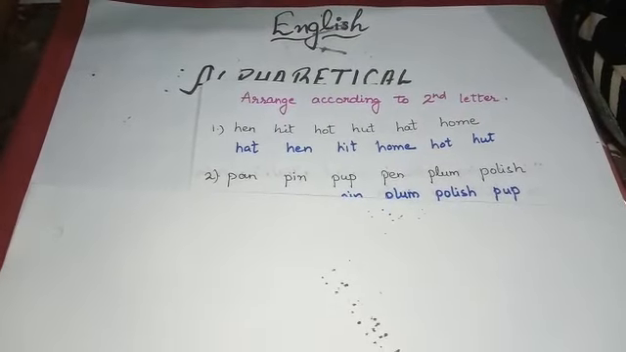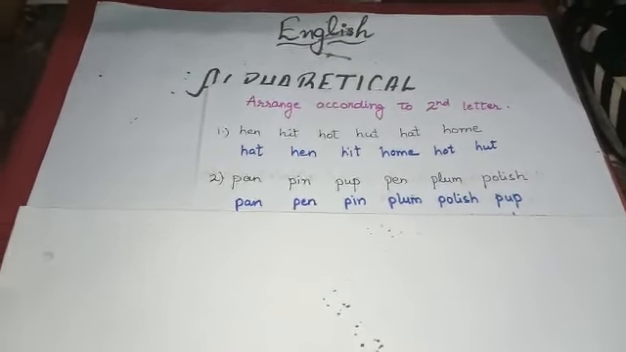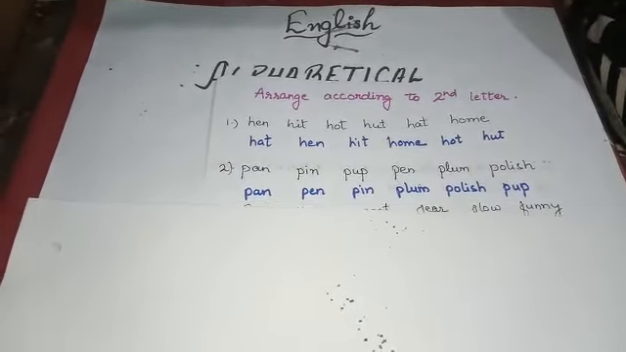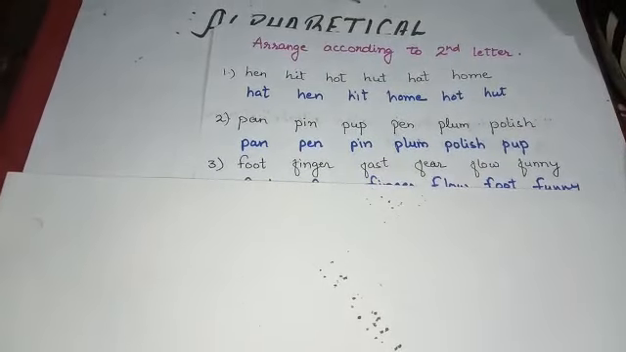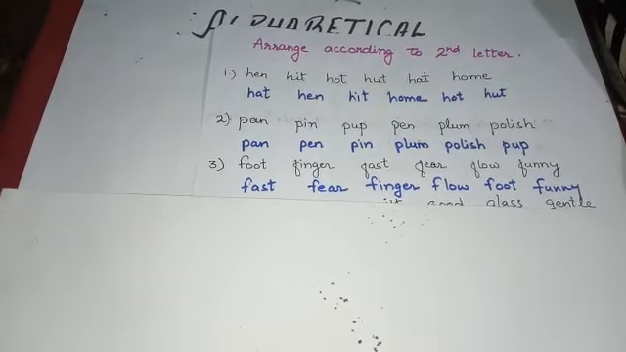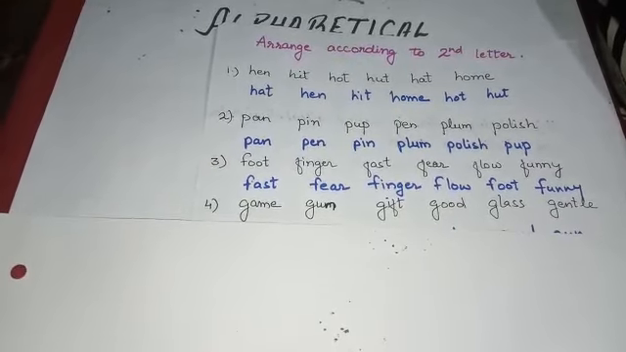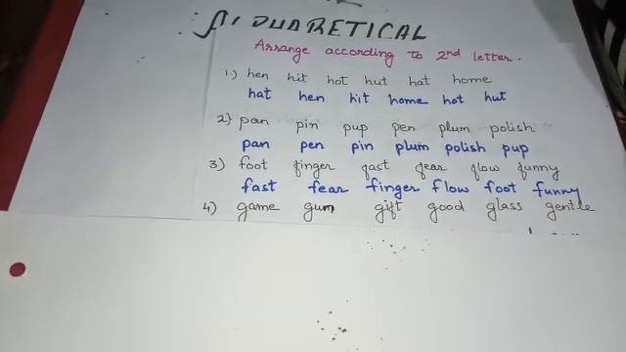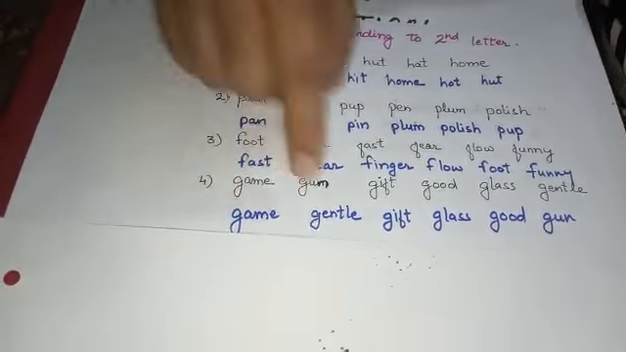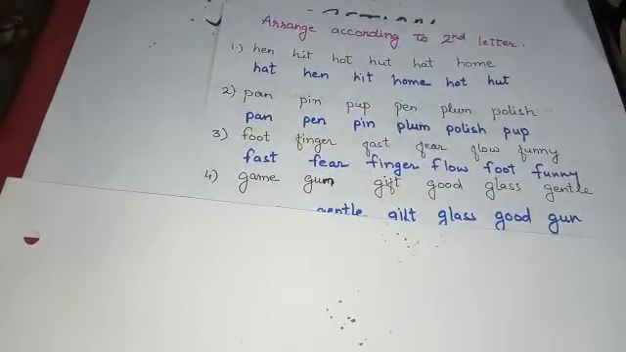Pan, pin, pup, pen, plum, polish. So pan will come first, then pen, then pin, then plum, then polish, and then last one will be pup. Foot, finger, fast, fear, flow, funny. Fast will come first, then fear, then finger, flow, foot, funny. Game, gun, gift, good, glass, gentle. So game will come first, then gentle, then gift, then glass, then good, and last one will be gun.